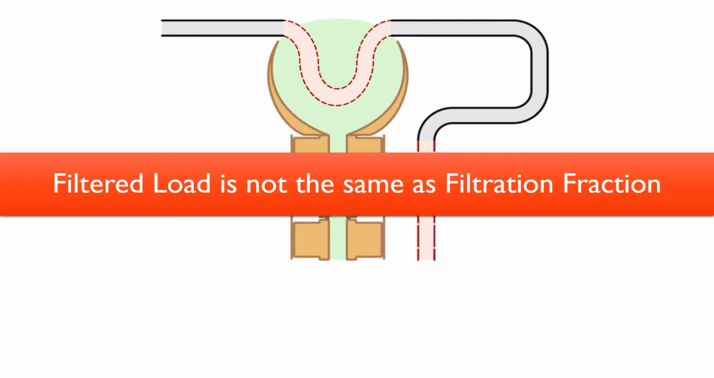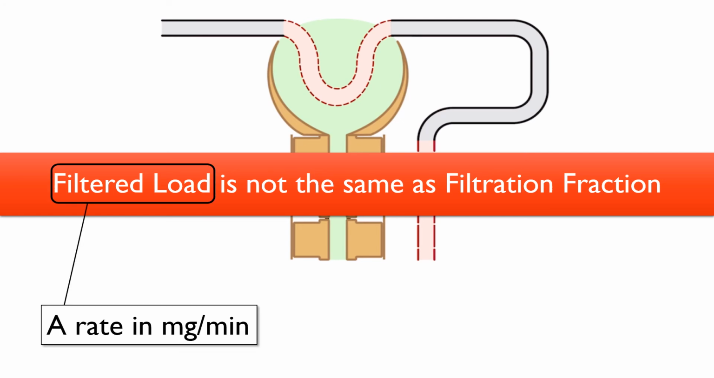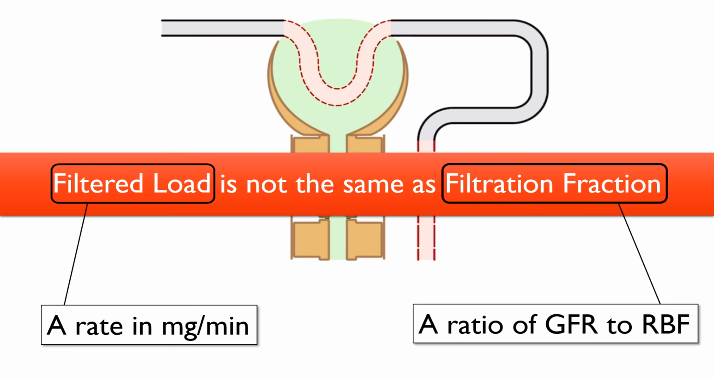So I want to make sure that this is clear before we go on, and that is filtered load is not the same as filtration fraction. Filtered load is a rate of something getting filtered per minute. Filtration fraction is the ratio of fluid getting filtered compared to total renal blood flow.